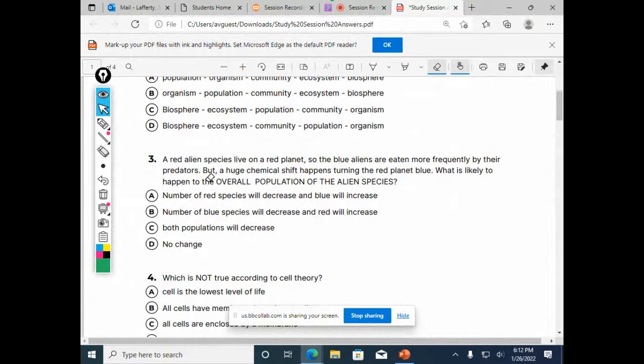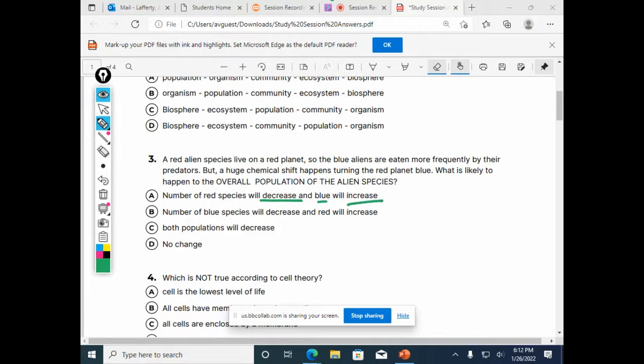Yeah, appreciate it. Okay, a red alien species lives on a red planet. So the blue aliens are eaten more frequently by their predator. But a huge chemical shift happens, turning the red planet blue. What's going to happen to the overall population? Red's going to decrease, right? So that would be A. So red's going to decrease and blue's going to increase.